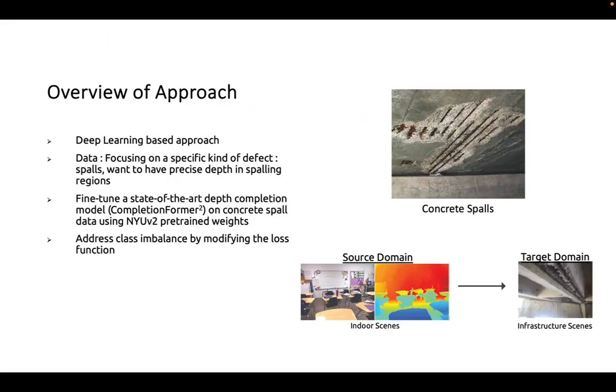Here is an overview of the approach we take. We employ a deep learning-based approach. For our data, we choose to focus on a specific kind of infrastructure defect called spalls. This is a type of defect where areas of concrete have cracked, crumbled, or chipped. Our goal is to have precise depth in this kind of defect region to be able to detect it accurately. We fine-tune a state-of-the-art depth completion model, CompletionFormer, on concrete spall data using NYUv2 pre-trained weights, and we address class imbalance by modifying the loss function.